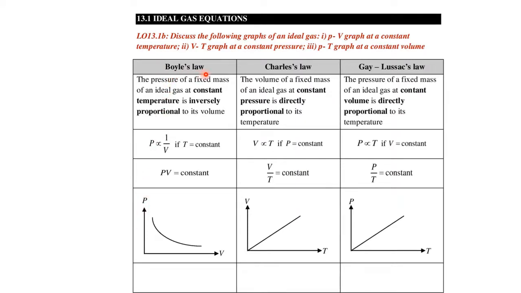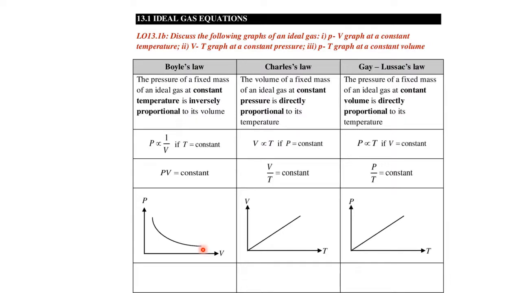Okay, so Boyle's law states that the pressure of a fixed mass of an ideal gas at constant temperature is inversely proportional to its volume, or P directly proportional to 1 over V. Okay, P inversely proportional to V if temperature constant. So PV is constant. So we have this kind of graph, okay, where pressure decrease when volume increase.